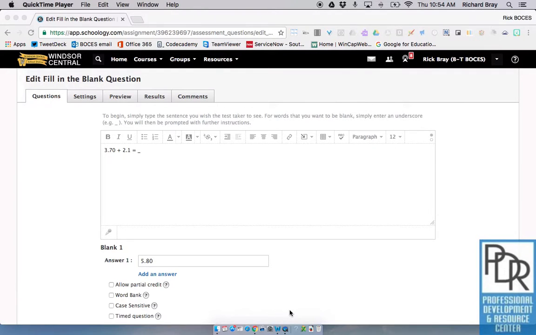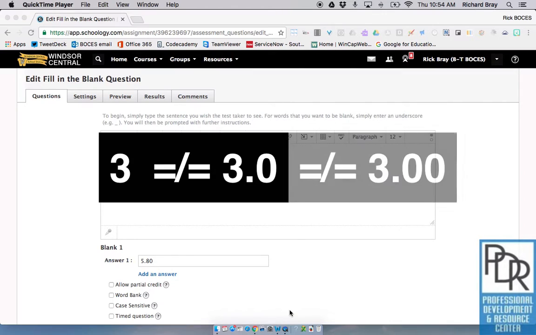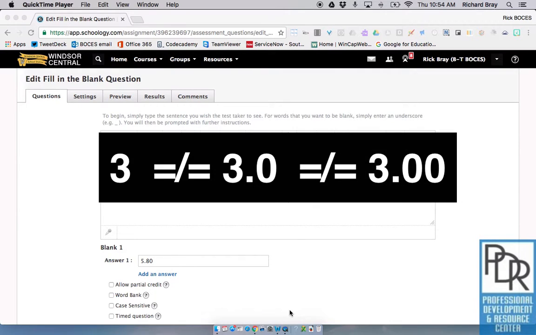One of the issues with fill-in-the-blank questions in any platform is that the answers are typically very literal, and this can pose a problem with math-based questions. Specifically, 3 is different than 3.0, which is different than 3.00. Even though they're all worth a value of 3, it's whatever you put in is the right answer.